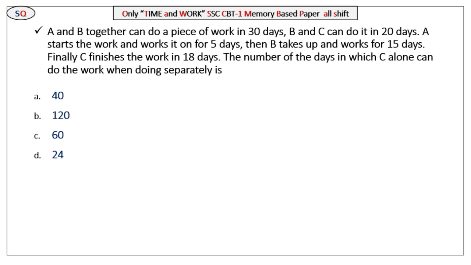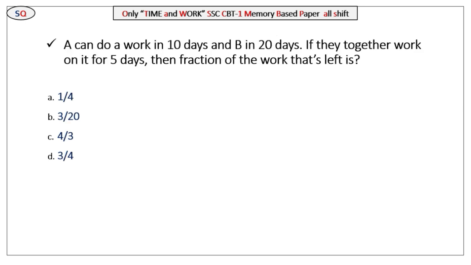Question number 1. A can do a work in 10 days and B in 20 days. If they work together on it for 5 days, then the fraction of the work that is left is.